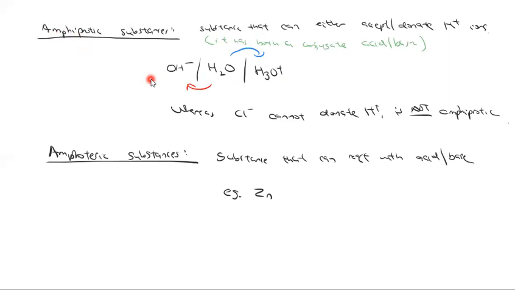Zinc is a metal. And if you react it with acid, it will create hydrogen gas, and you can actually react it with base as well, and it will create some sort of zinc hydroxide thing. And so it has the capability to react with both acids and bases, but clearly there's no H plus to give away, right? Sure, it has a nucleus, but it's not going to change. It's going to remain zinc. So therefore, zinc is an example of something that's amphoteric, but not amphiprotic.